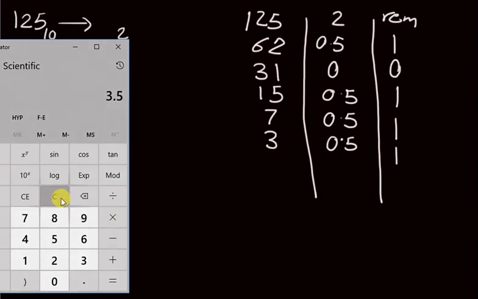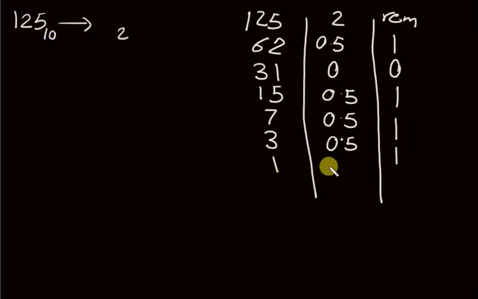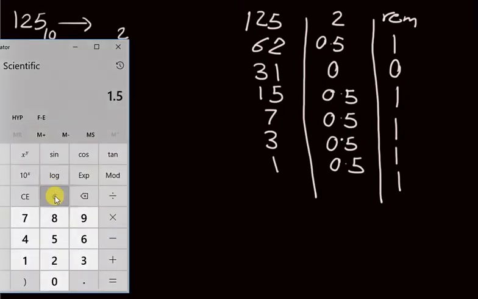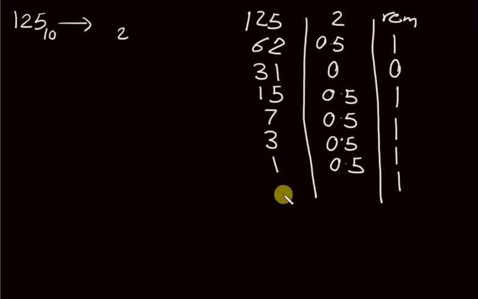And then I will divide 3 by 2. It will give me 1.5. 1 comes here, 0.5 comes here. 0.5 multiplied by 2 will give me a 1. And then I will divide 1 by 2, and it will give me 0.5, so that means there is 0 here, and I have 0.5 here. Multiplied by 2, it will give me 1. So this is my binary number.